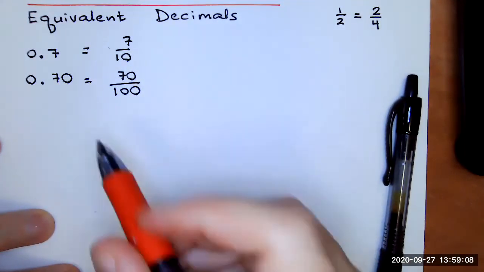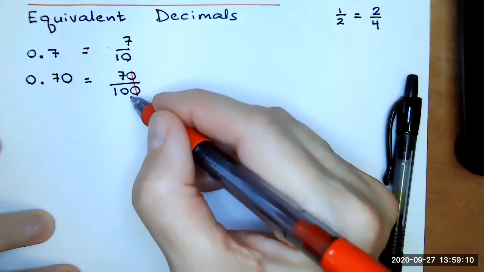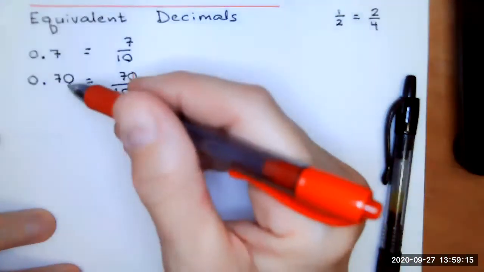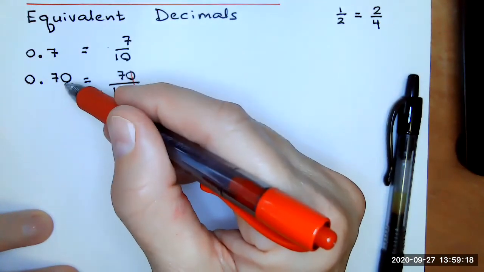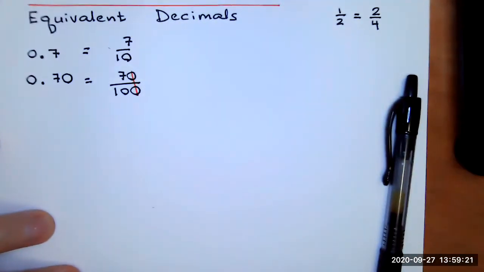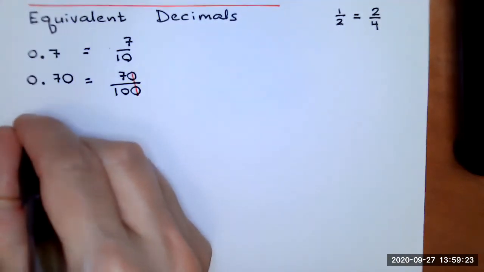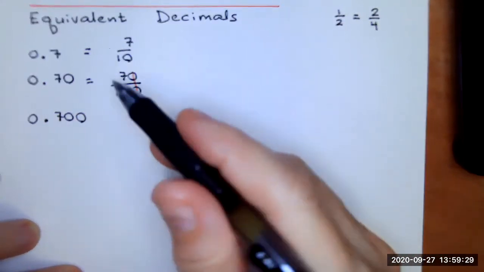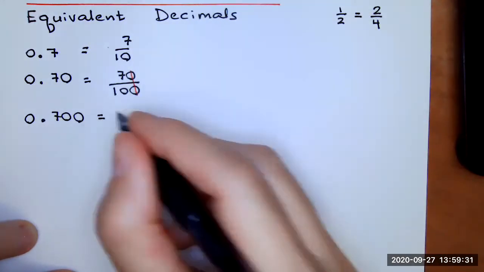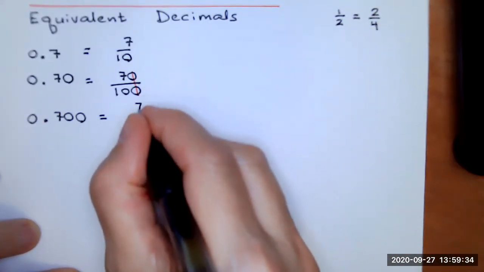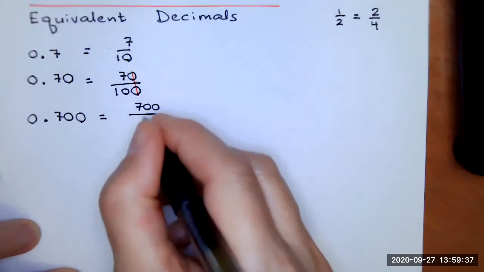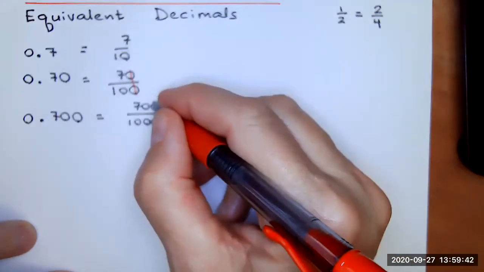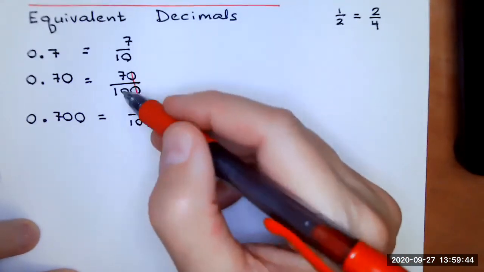Well, you can see that if you reduce 70 over 100, it's the same thing as 7 over 10. So 0.7 and 0.70 are equivalent decimals. What if you had 0.700? Well, the answer is yes, because that's 700 over 1,000. And if you reduce that fraction, you still get 7 over 10.